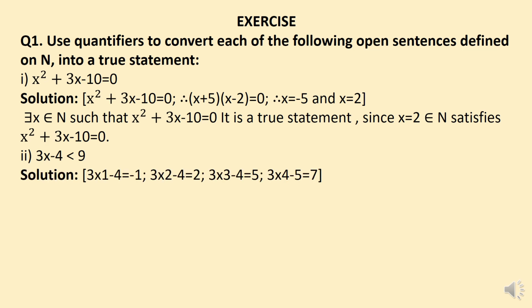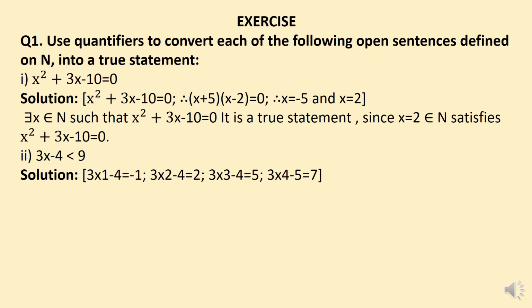Thus we have, suppose x is 1. We get 3 into 1 minus 4, which is minus 1. Minus 1 is less than 9. So 1 satisfies the given condition. Suppose x is 2. We get 3 twos are 6 minus 4, that is 2. Thus 2 is also satisfying the given condition because it is less than 9.